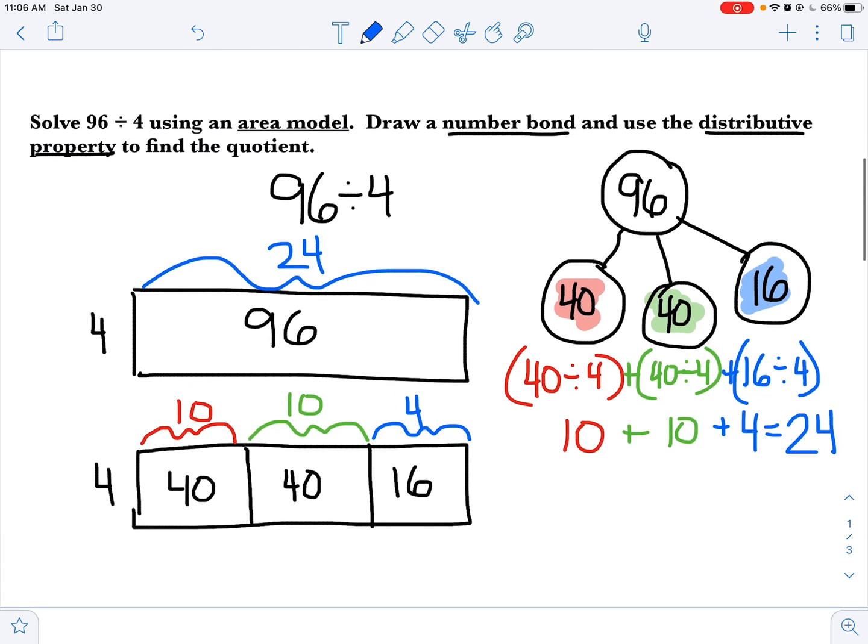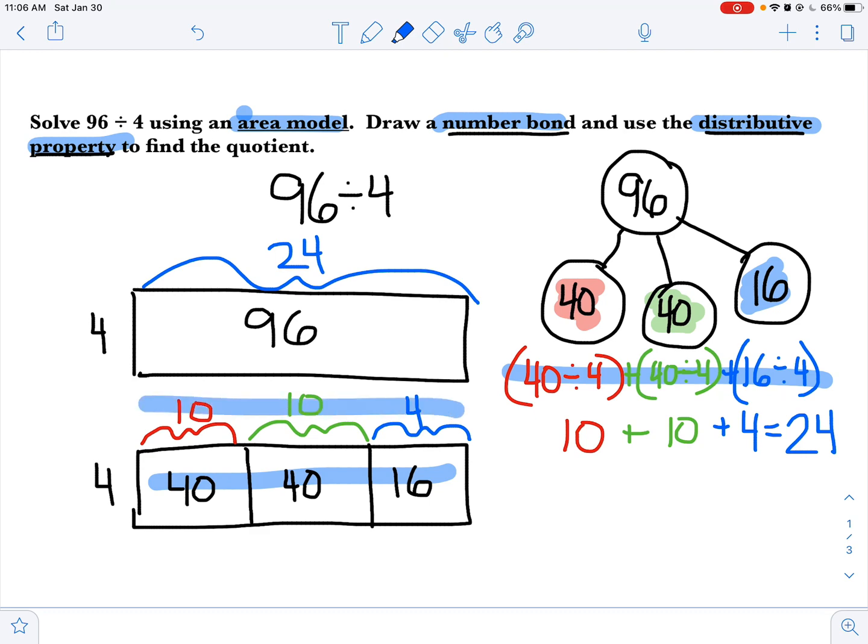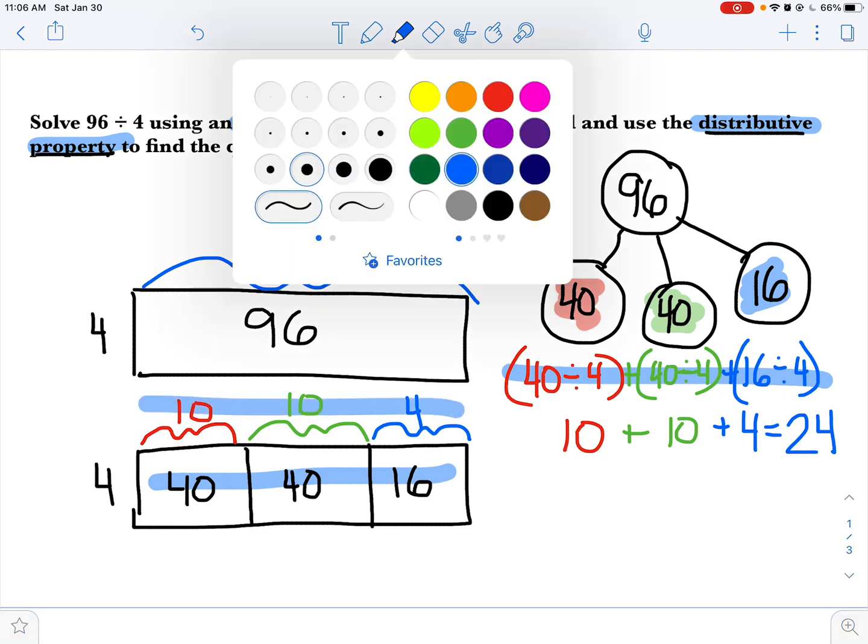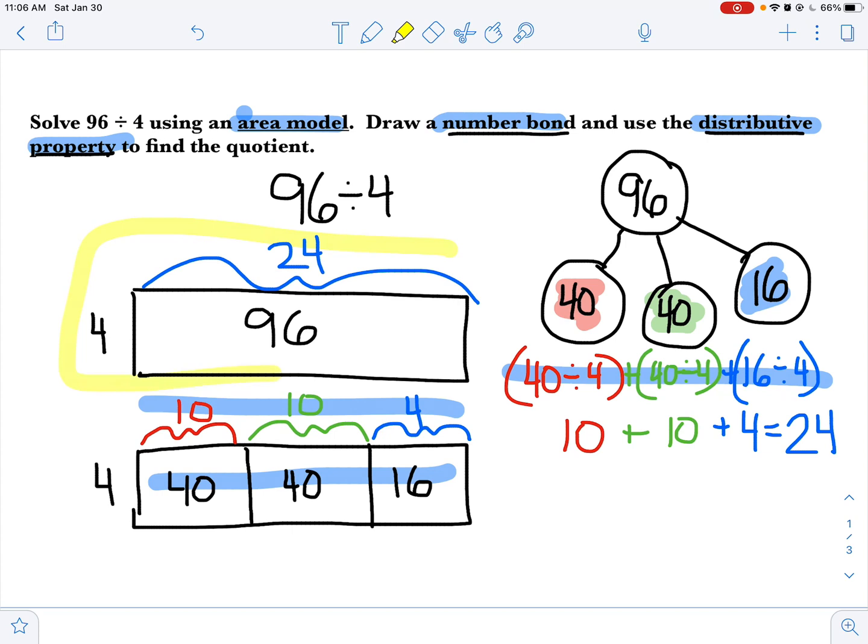I've shown a number bond. I've used the distributive property in some way, that's right here. And I've used an area model, and I've shown my work on the area model. Just drawing this right here, guys, for your area model is not enough. Okay? You have to show me how you broke it apart. You cannot just write 96, 4, and 24 and say you're done.